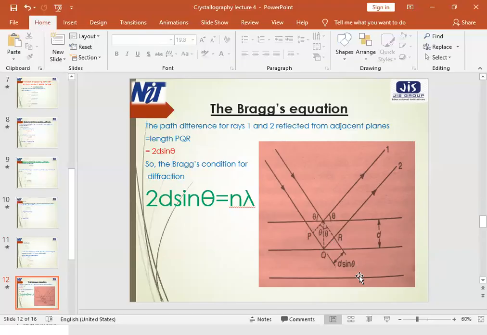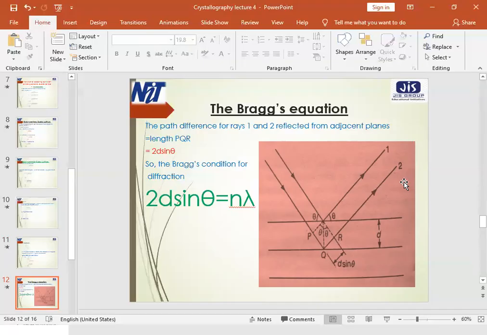If we are taking this as d, and if we take that Snell's law is correct, this means the incident beam, reflected beam, and the normal are in one plane for the mirror reflection, and the angle of incidence equals the angle of reflection. The path difference for ray 1 and ray 2, reflected from the two adjacent planes. You see, it is reflected from the upper plane and this is reflected from the lower plane. So these are the two adjacent planes from where ray 1 and ray 2 are reflected back.